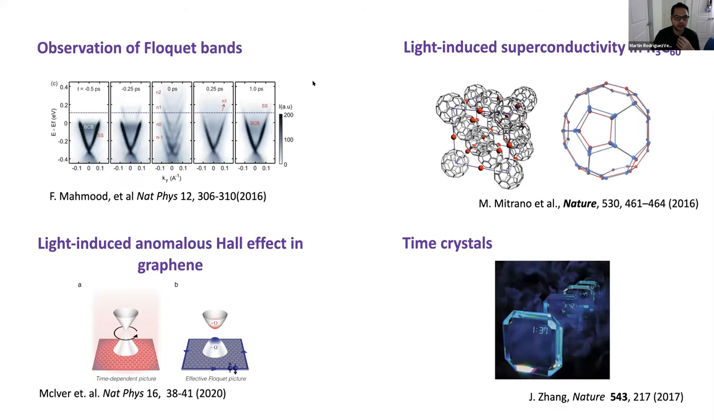So let me begin this talk with a little bit of an experimental survey on driven systems. First, one of the early experiments that demonstrated that this Floquet physics is indeed observable in experiments was done by the group of Gedik back in 2013. But these more recent experiments show a nicer resolution. Here, what you're seeing in this plot, if you can see my cursor, can you see my cursor, by the way?